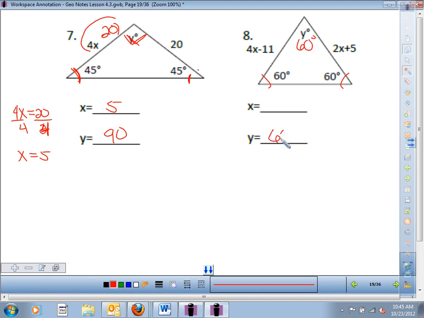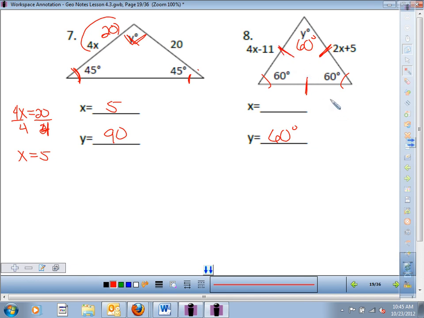So y must be 60 degrees. And again, if I'm finding y, I don't necessarily need the degree symbol. Now what we can do up here, because we know we have an equiangular triangle, all these angles are equal, we also know that it's equilateral. What that tells us is that this side is equal to this side, which is equal to this side.